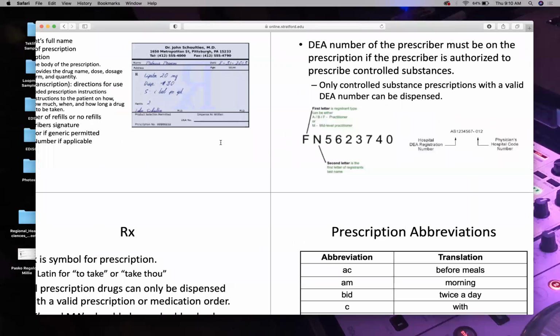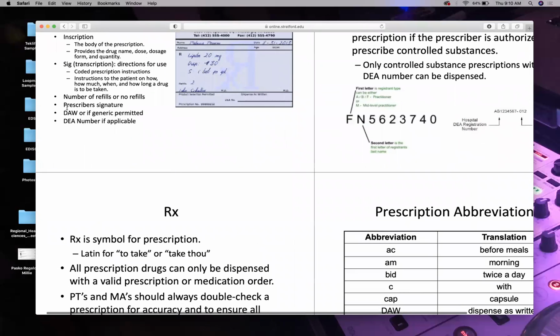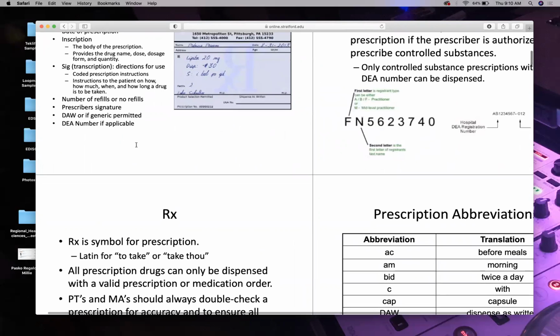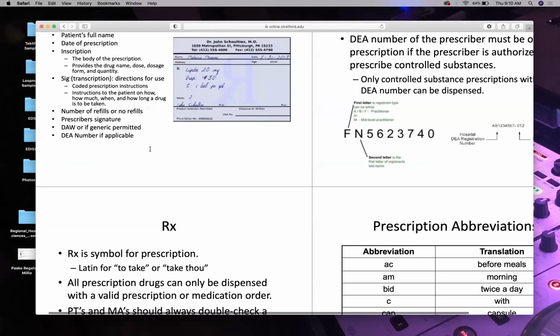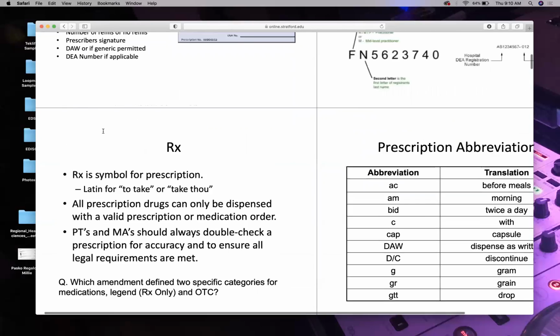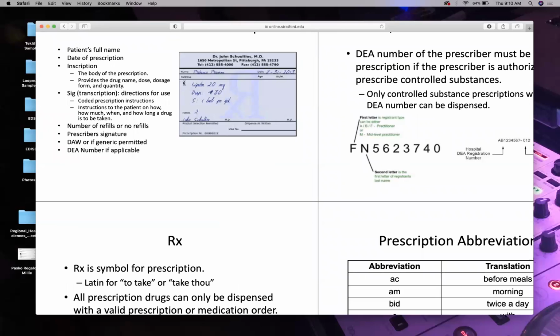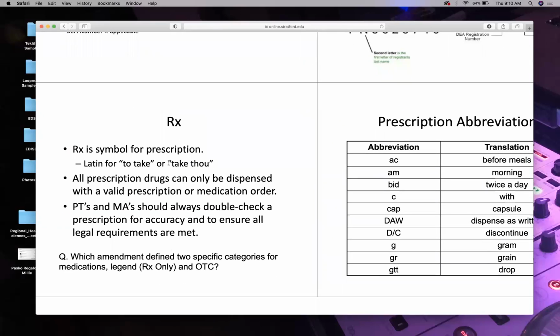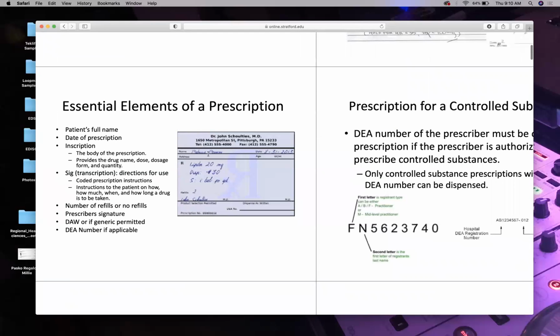So please, and I forgot to mention, DAW is dispense as written, okay? Or is generic permitted, okay? So know those abbreviations, and you're going to need to know them. Now, RX, that's right here in the beginning. See this here, RX is barely visible. RX means take thou, or to take thou. That means this is a prescription.